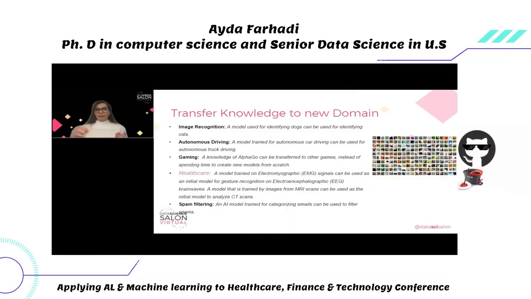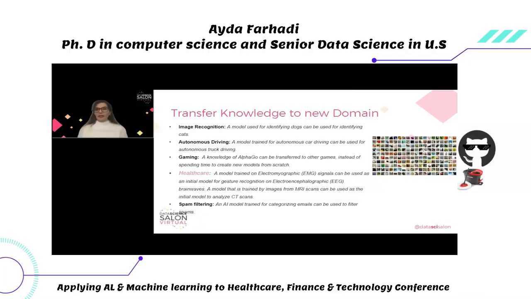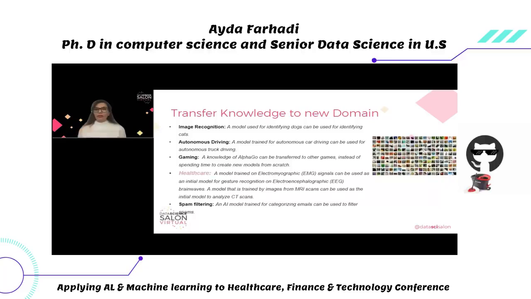This is a pretty popular application of transferring knowledge to a new domain, which can appear in pretty large and broad environments, such as image recognition. The model that is utilized to identify dogs can be utilized to identify cats. In autonomous driving, the model that is used for driving cars can be utilized for driving trucks. And for gaming, the logic that is used for playing chess can be utilized for AlphaGo, and the knowledge from AlphaGo can be utilized for a more developed gaming problem.